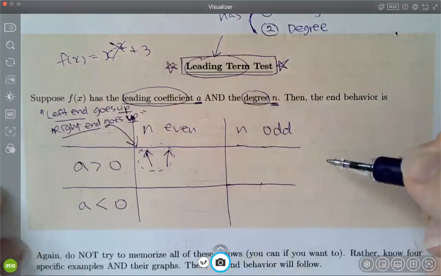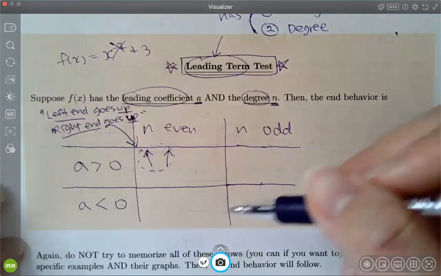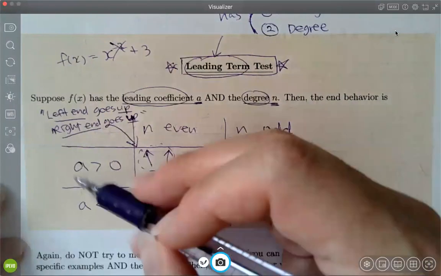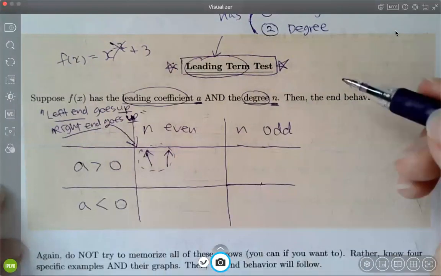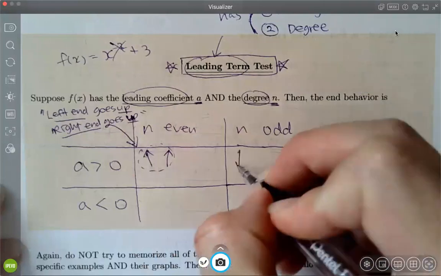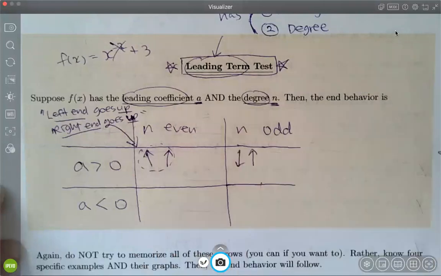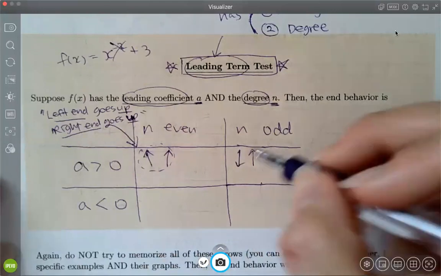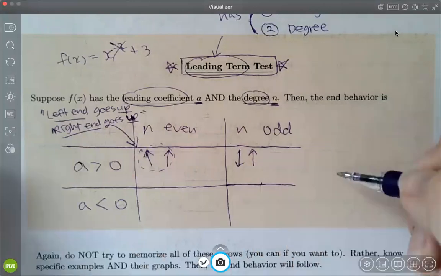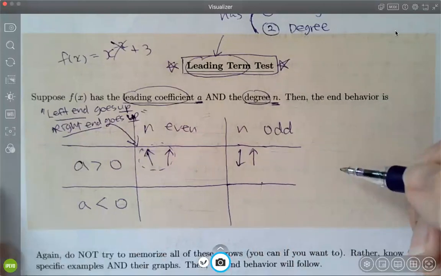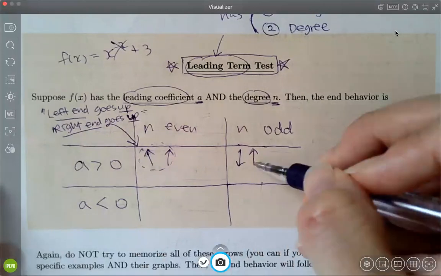Okay, and now, if the degree is odd, and still we have the positive leading coefficient, we have this: down, up. I'm not going to write down what this end behavior means, but you can guess, right? So the left end goes down and the right end goes up.